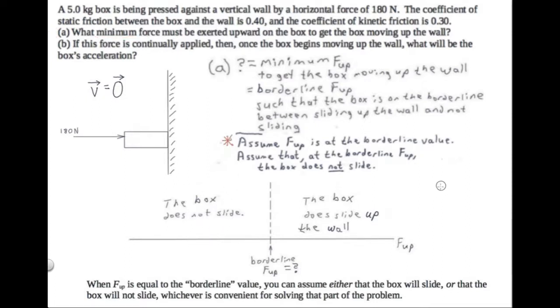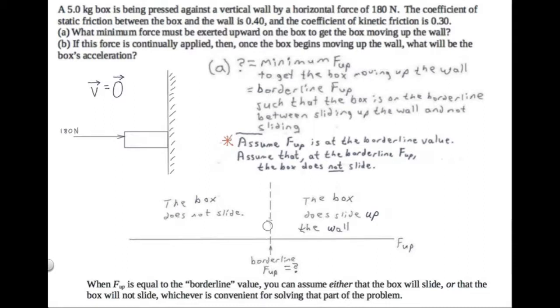Now let's make a plan for how we're going to attack part A. In order to determine this borderline upward force, we need to make the assumption that we're at the borderline. We'll assume that the magnitude of the upward force equals the borderline value. Now, if the upward force were greater than the borderline, the box would slide up. And if the force were less than the borderline, the box would not slide. What's going to happen when we're exactly at the borderline?